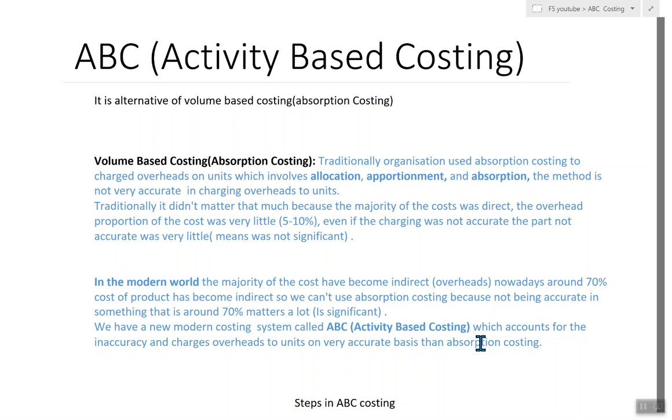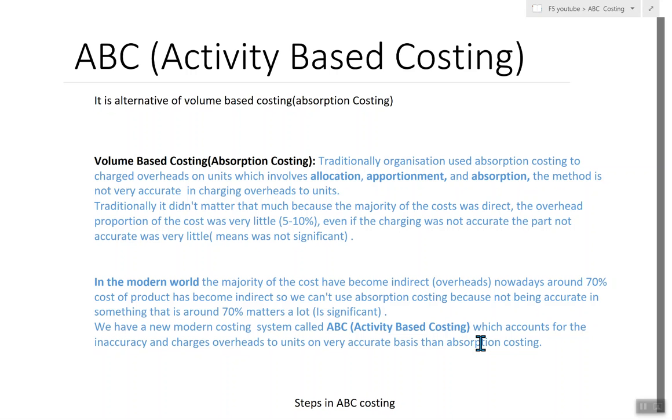Okay guys, this next topic is activity-based costing, or ABC costing as it is shortly known. ABC costing is an alternative to absorption costing, which is also known as volume-based costing. The reason we have ABC costing: remember the purpose of absorption costing was to divide fixed overheads into units using a measure. And we are going to do the same thing in activity-based costing.